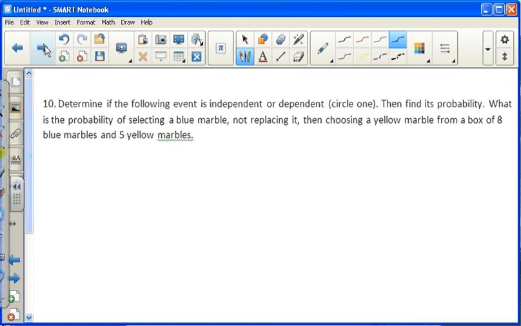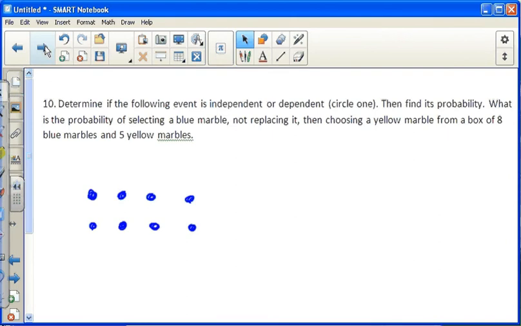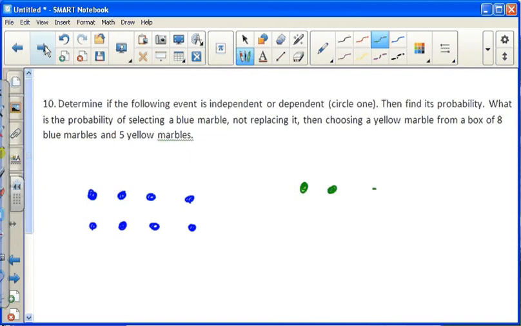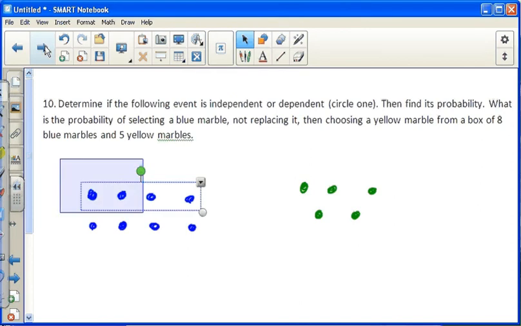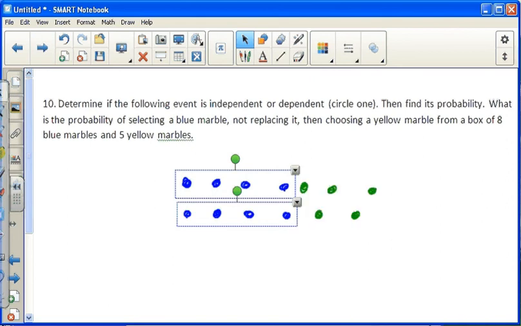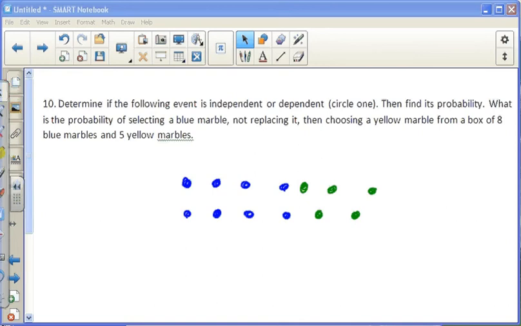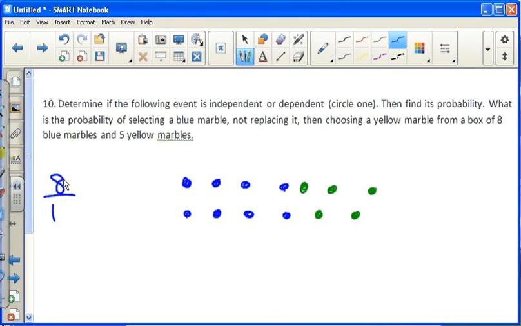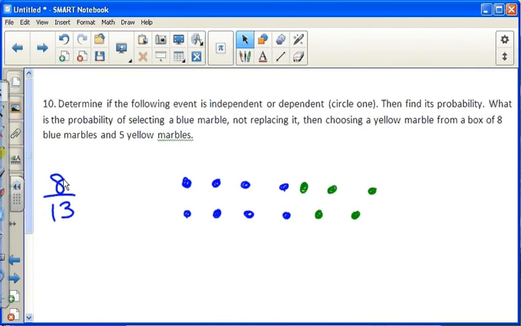So we have 8 blues. 1, 2, 3, 4, 5, 6, 7, 8. And then I'll just have to use green for my yellows. I don't have a yellow marker. 5 yellows. Okay. So this is what's currently in the marble bag. So if I randomly pick right now, then the probability of getting a blue marble would be 8 out of 13. Because at the moment there are 8 blues and a total of 13 marbles.